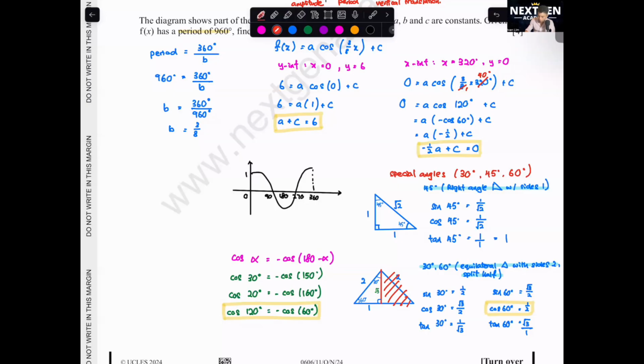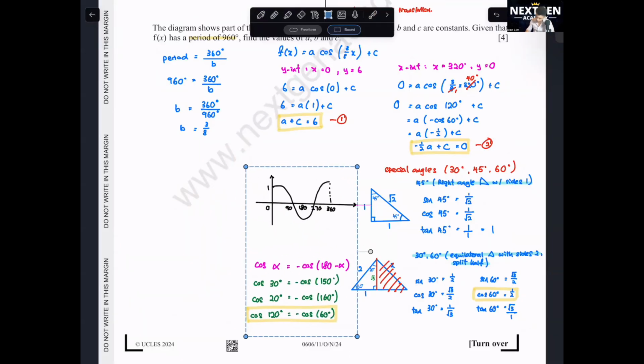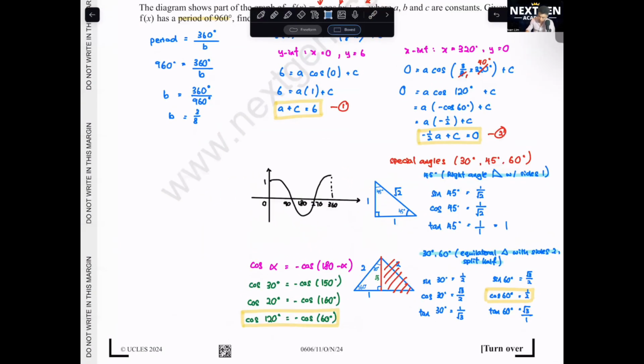Equation 1, equation 2. Okay, can we solve this? Okay, 1 and 2. We can take equation 1. I'm going to write it over here, in this little space. So A plus C equals 6. Negative 1 over 2 A plus C equals 0. I'm going to do a simultaneous equation here. We do elimination. I'm going to take minus.